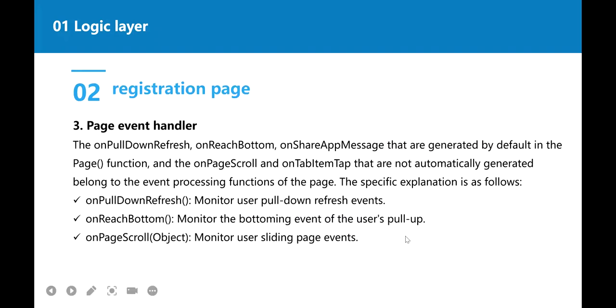Here we say that we have several functions, several elements that are generated by default in this function. We have onPullDownRefresh, onReachBottom, onShareAppMessage, onPageScroll and onTabItemTap. They are not automatically generated; they belong to the event processing functions of the page. We have some explanations like here.